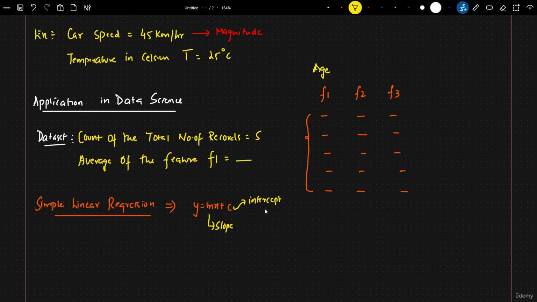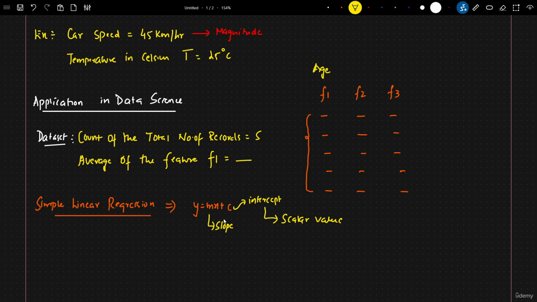I will tell about it. Okay. But we can consider this intercept as a scalar value, right? So why is the c considered as an intercept? The reason is that it is a single numerical value. The m value over here depends actually on these particular data points, right?